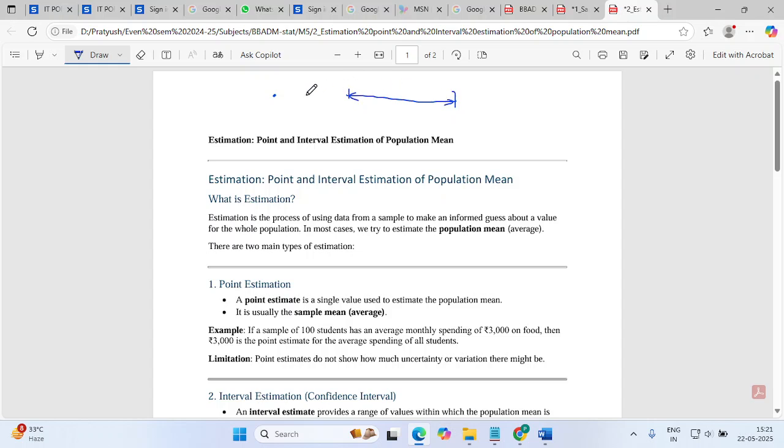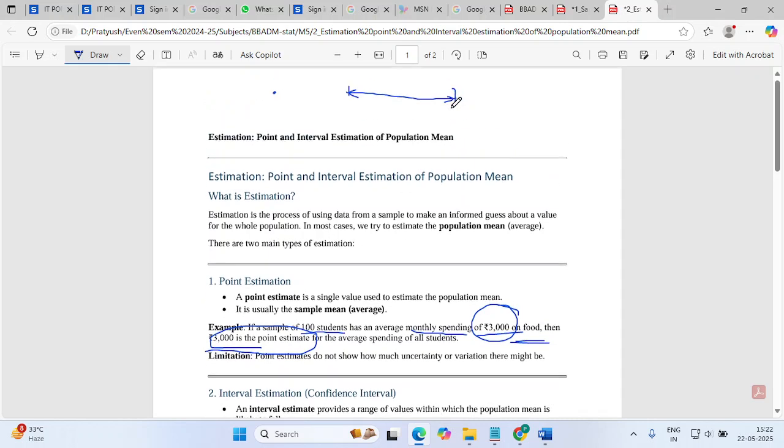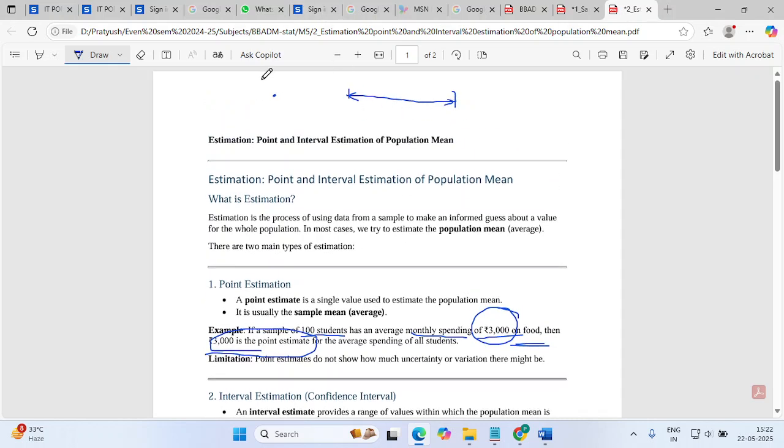So when we try to estimate, point estimate, what it means is that, let's say there is a sample of 100 students and they have average monthly spending of 3000 on food, then 3000 is the point estimate. What we are saying is that on an average, these 100 students do a monthly spending which is 3000 rupees on food. This is point. Why this is point? Because there is a point which is 3000.